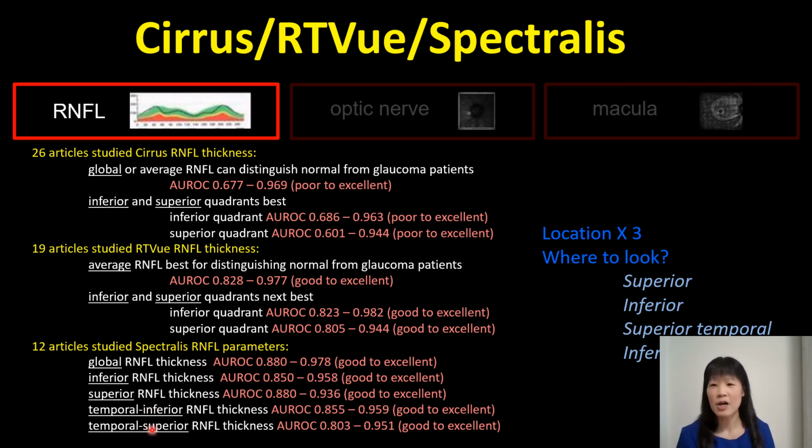So what we know about glaucoma physiology, disc hemorrhages, and nerve fiber layer thinning, all machines, regardless of which spectral domain OCT machine you have in your office, all of them are associated with nerve fiber layer thinning superiorly, inferiorly, superior temporally, and infratemporally. So that's nerve fiber layer thinning with glaucoma.